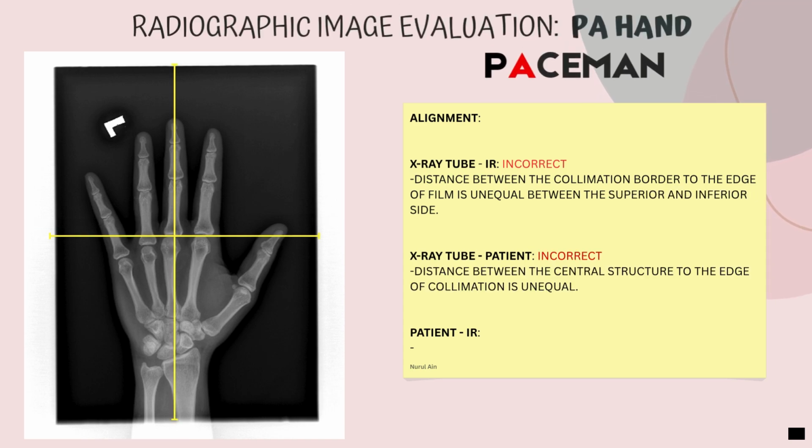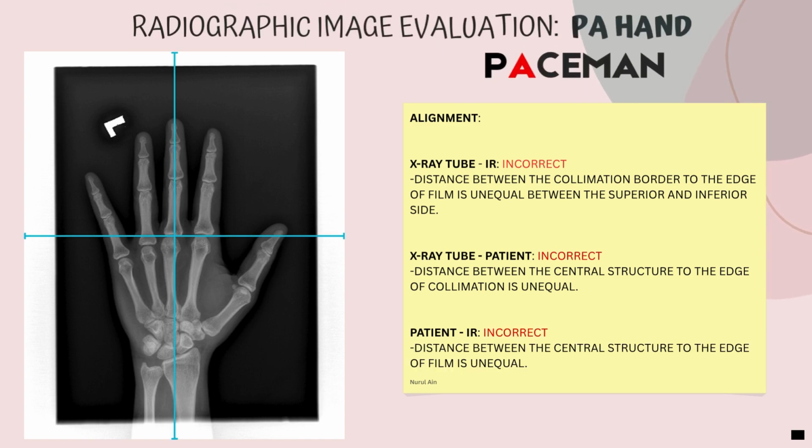Second category of alignment is between the X-ray tube to the patient. We evaluate the alignment by evaluating the distance between the central structure, which is the third metacarpophalangeal joint, to the edge of collimation border. For this image, the alignment is incorrect because the distance between the central structure to the edge of collimation is unequal. The distance on the inferior side is more than the distance on the superior side.